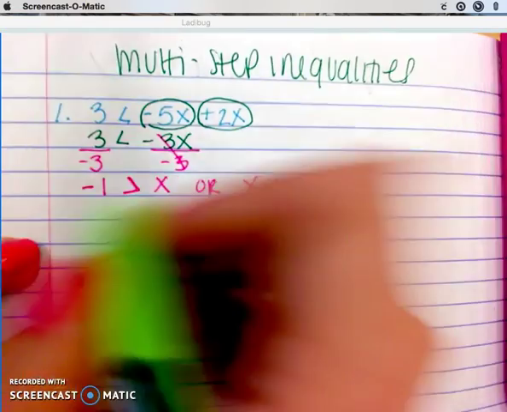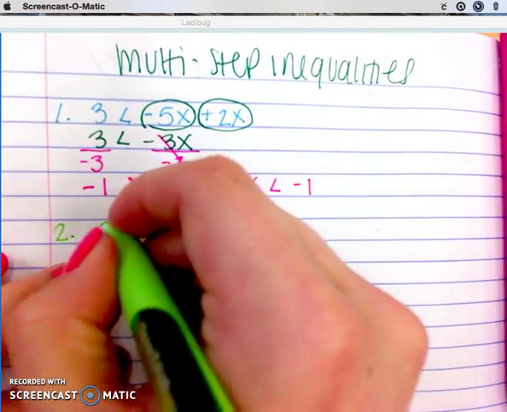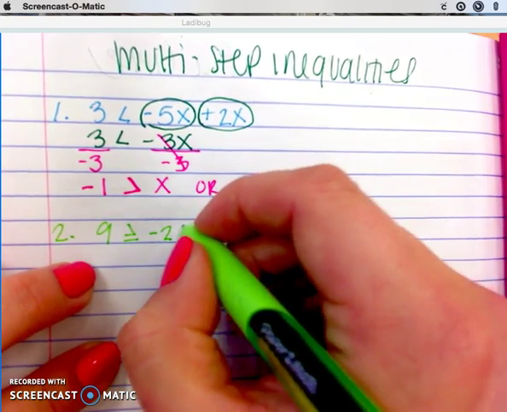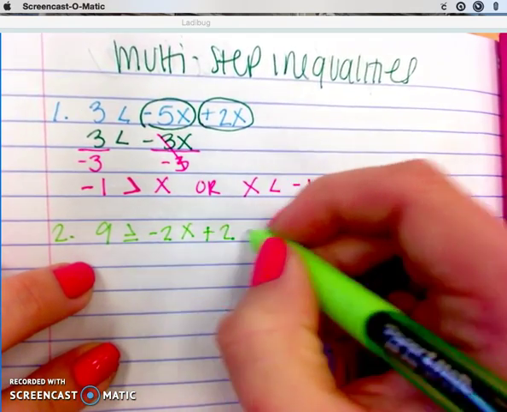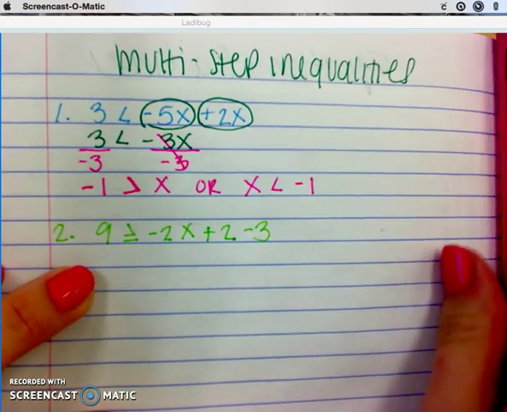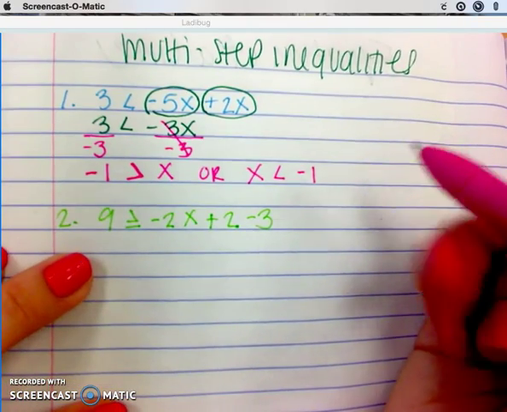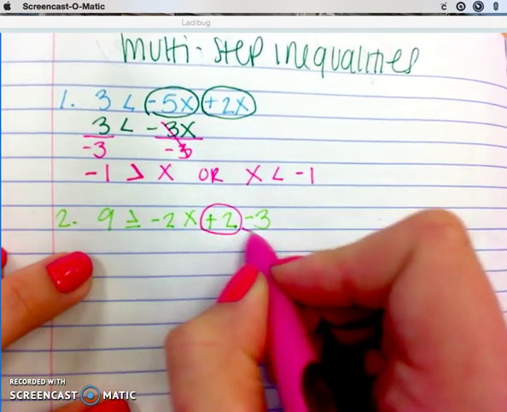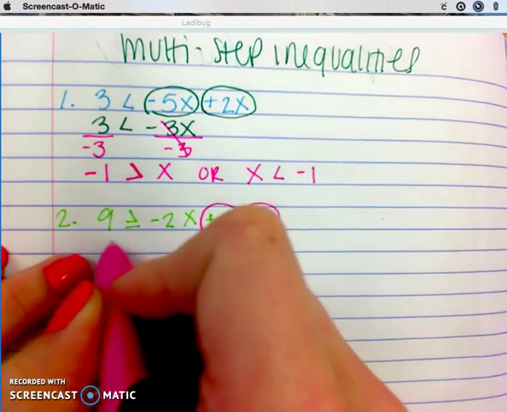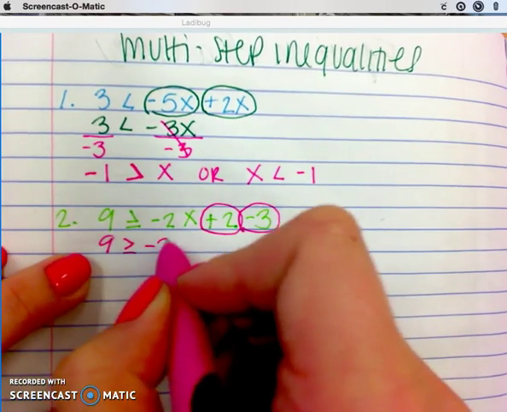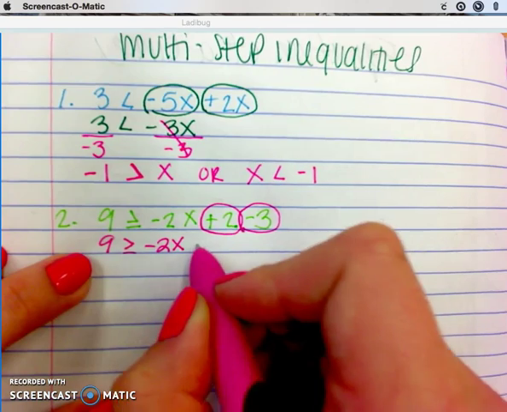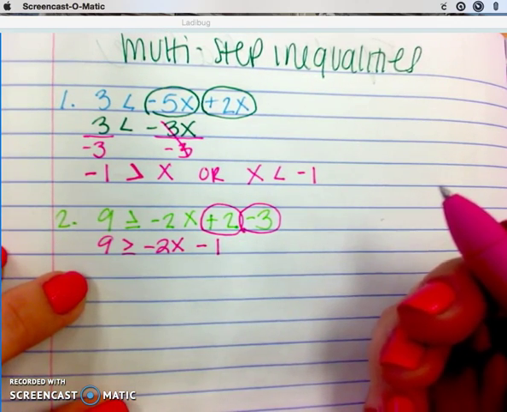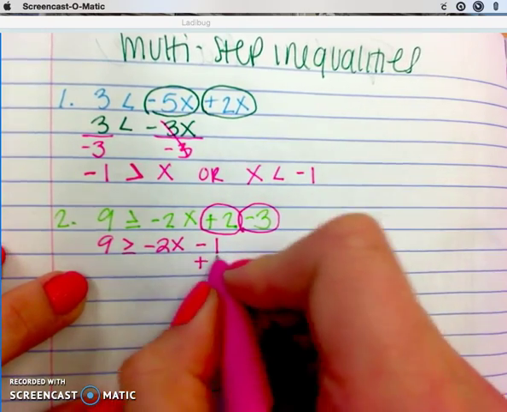So number 2, let's try another example. 9 is greater than or equal to negative 2x plus 2 minus 3. Again, you're looking for like terms. I'm still solving for x eventually, but I need to look. I have a positive 2 and a negative 3. I'm going to bring everything else down. And 2 minus 3 is a negative 1. And now I have a two-step inequality. So I'm going to add 1 to both sides.